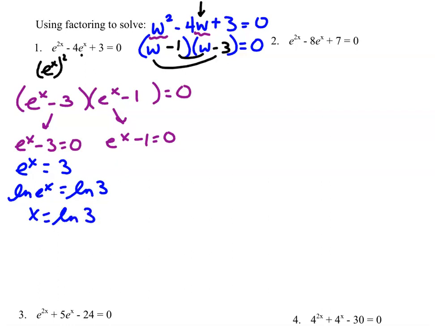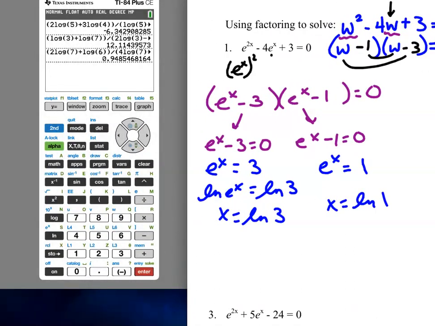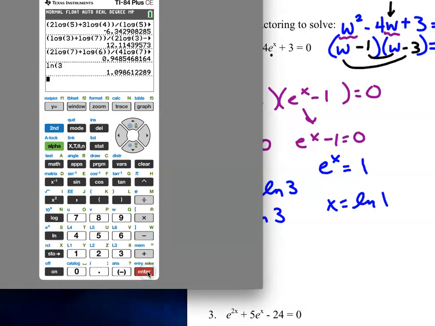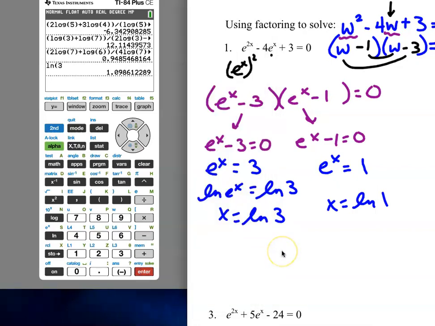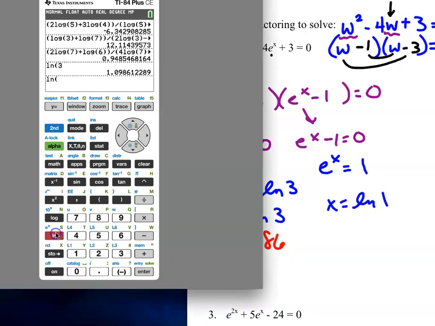On the right equation here, e to the x minus 1 equals 0. We'd have e to the x equaling 1. Again, taking the natural log of both sides, we're going to have x equals the natural log of 1. And you can grab a calculator. We want the natural log of 3. So we're going to have 1.0986 for the first answer. And then, if you don't remember, the natural log of 1 is just 0.